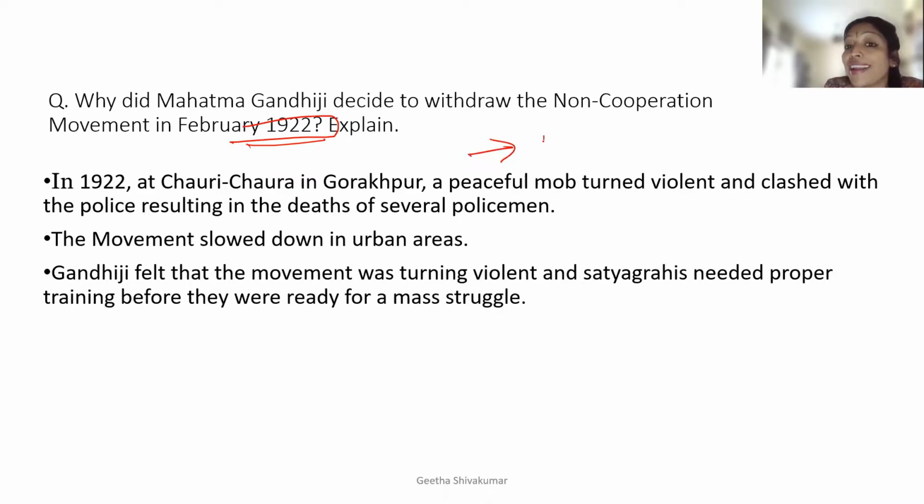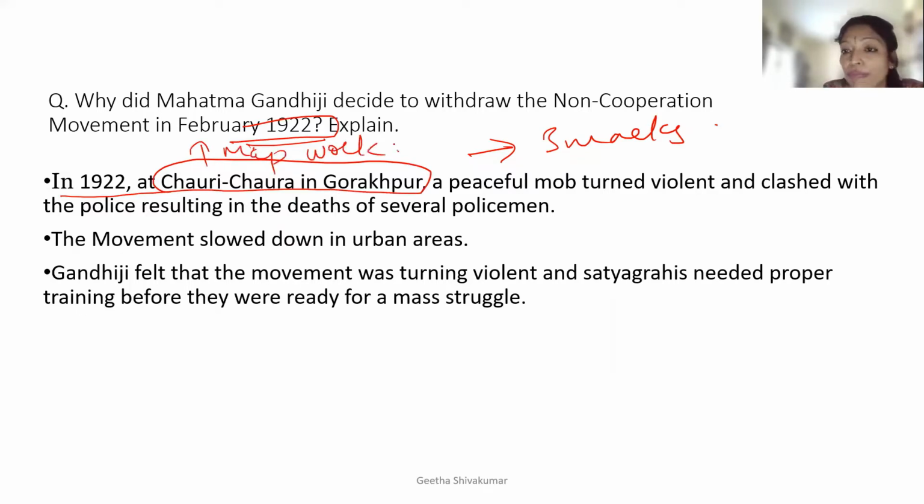So this question can come for 3 marks. What are the different reasons why the non-cooperation movement was withdrawn in the year 1922? In 1922 at Chauri Chaura in Gorakhpur, again, this is your map work. It can be asked in the map work also: identify the place from where the non-cooperation movement was withdrawn. So the Chauri Chaura incident happened. After that only, the non-cooperation movement was withdrawn.